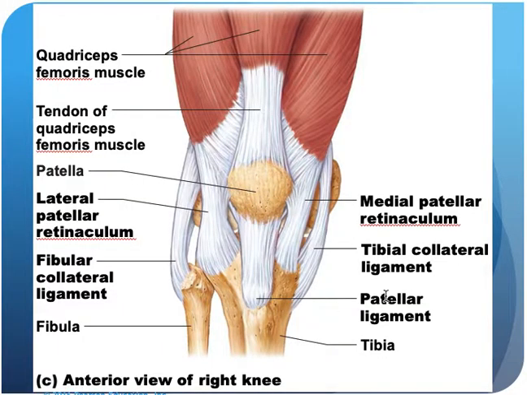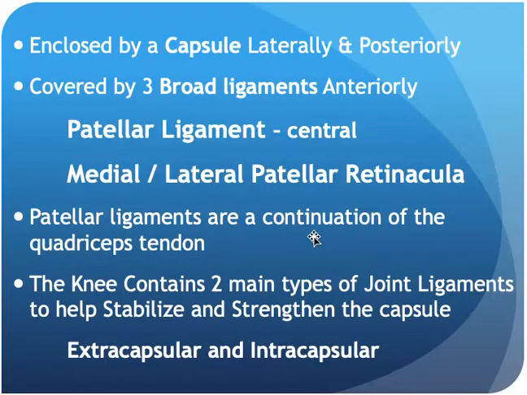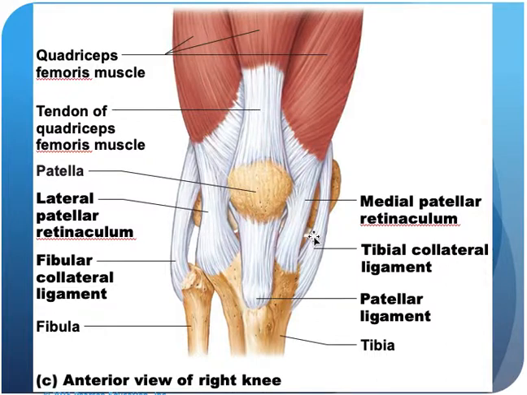So we come back to this picture, and all we've added, okay, we want to find that quadriceps tendon. We want to find our retinaculum, and then we just want to add in the fibular collateral or lateral collateral ligament, and then add in the tibial collateral or the medial collateral. And then we just want to remember these are going to be the extracapsular ligaments, okay, because they're going to be outside the capsule, and then the intracapsular ones are going to be the ones that are on the inside.